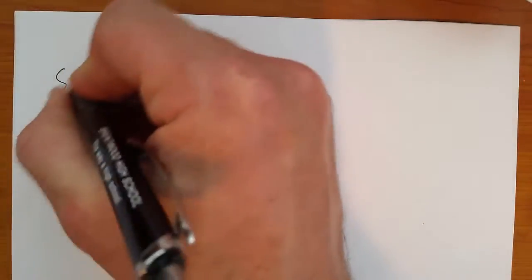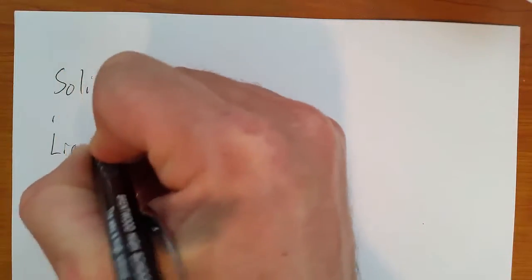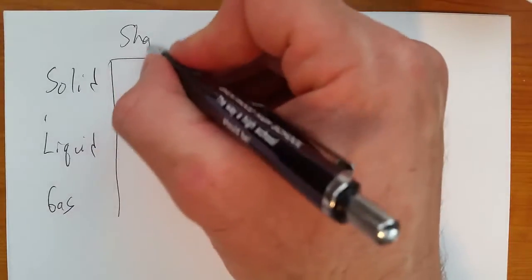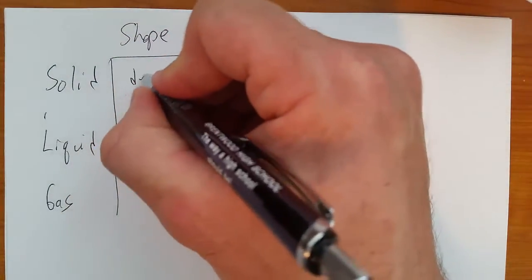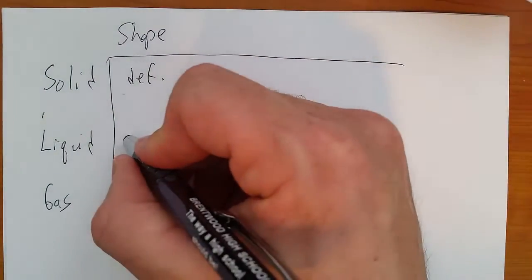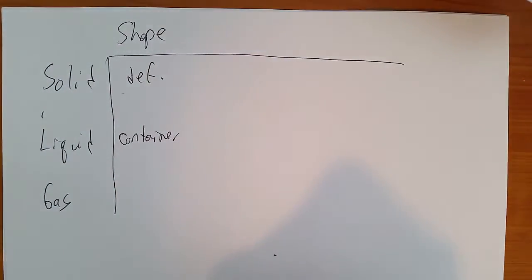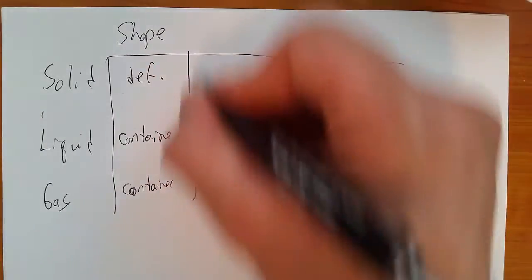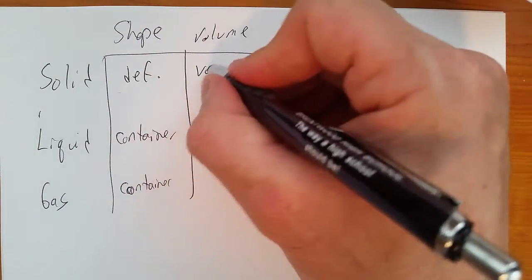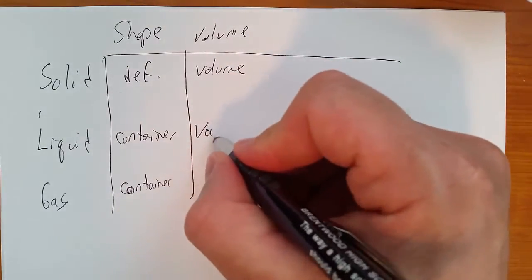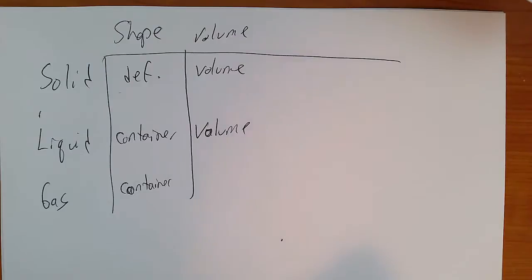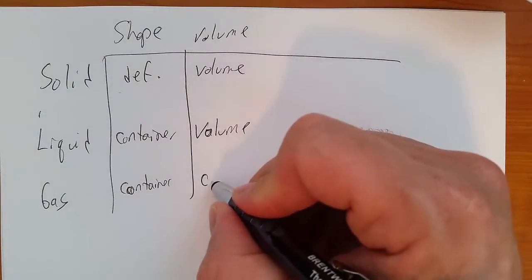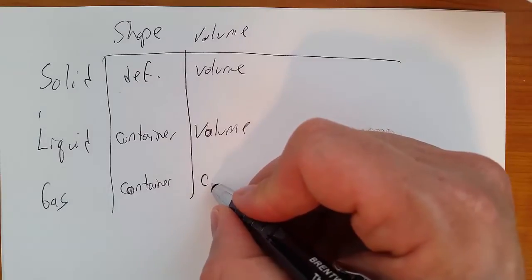More about solid, liquid, and gas. Shape. Solid has a definite shape. Liquid takes on the shape of its container. So an indefinite shape. A gas also takes on the shape of its container. Volume. Solid has a definite volume. Liquid also has a definite volume. Cannot be compressed. A gas can be compressed, so it takes on the volume of its container. It expands to fill its container.